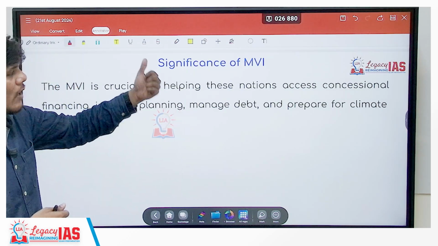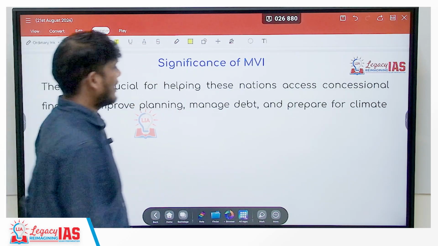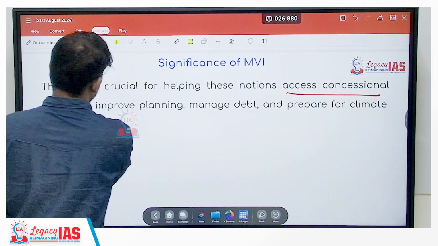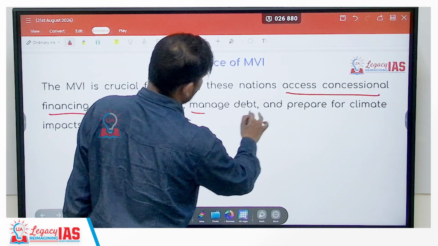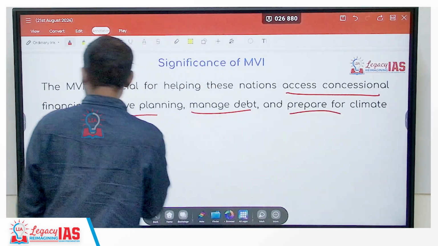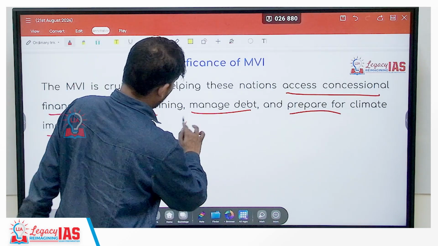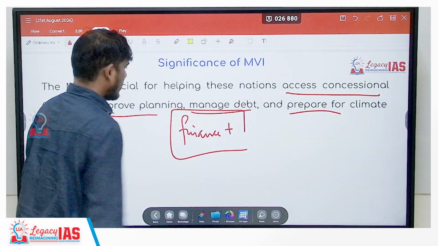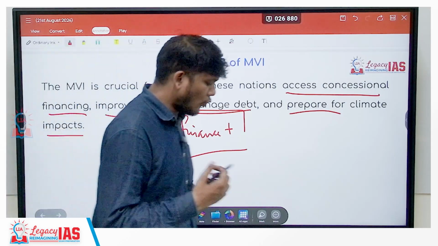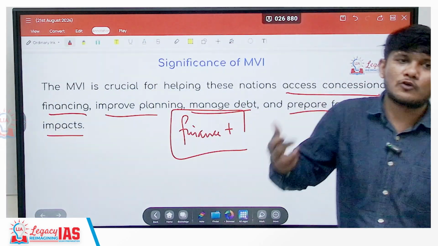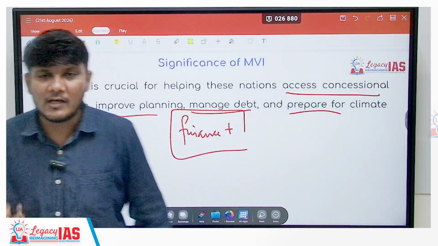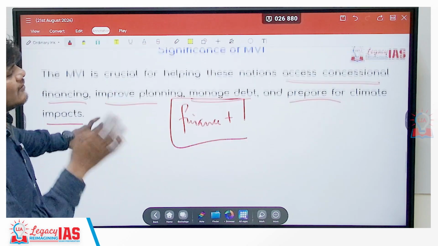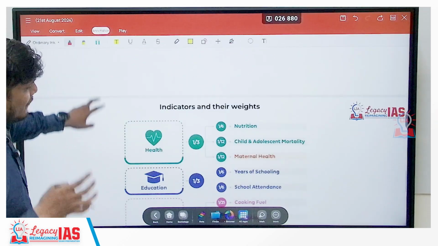If it indicates you are vulnerable, you will get access to concessional financing, improve planning, manage debt, and prepare for climate impacts. So it is a finance plus approach. Generally, when these international organizations give loans, they also keep a check on the utilization of those funds, and sometimes training and skill transfer is also there to be able to utilize the fund more efficiently.